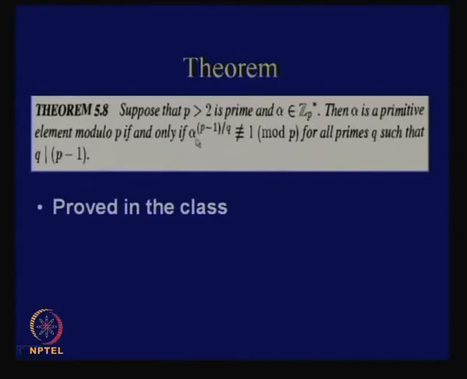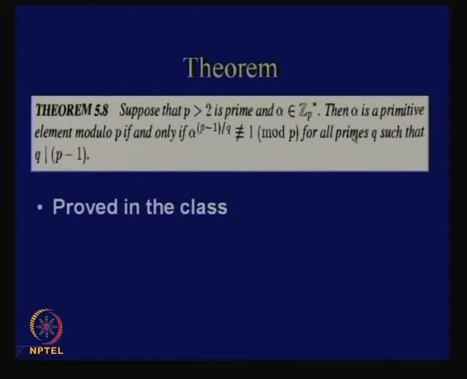So, you see that one part is quite clear, because if alpha is actually a primitive element, then obviously p minus 1 by q being smaller than p minus 1, this can never be equal to 1, because in that case alpha is not a primitive element, right. The other thing that needs to be proved is that if alpha to the power of p minus 1 by q is not equal to 1 for all such primes, then alpha is a primitive element, right. Right. So, therefore, the contrapositive of this would be what?